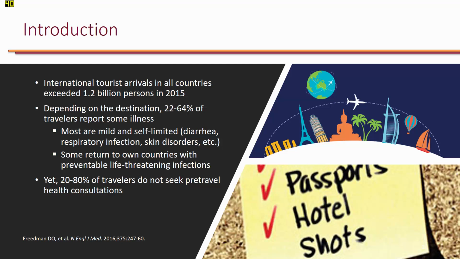As you can see from these stats, international tourists have exceeded 1.2 billion persons, and depending on the destination, 22 to 64% of travelers report some illness. Now, most are mild and self-limited, such as diarrhea, respiratory infection, skin disorders, etc. And some return to their own countries with preventable life-threatening infections. Yet 20 to 80% of travelers do not seek pre-travel health consultations.